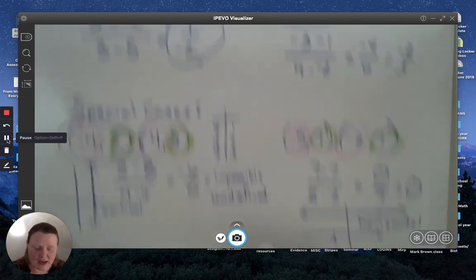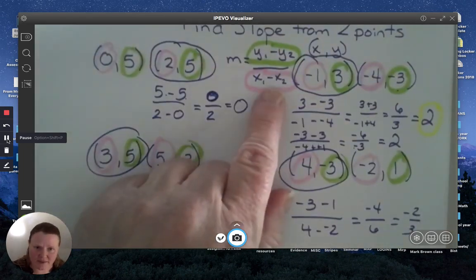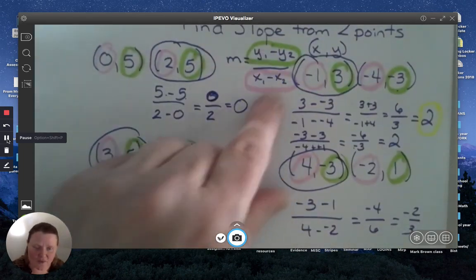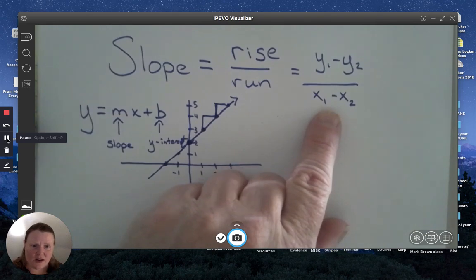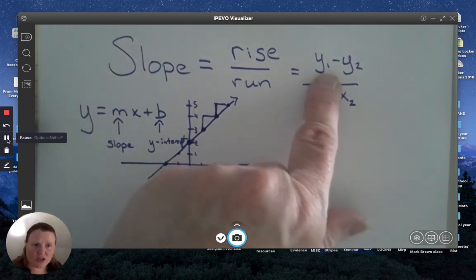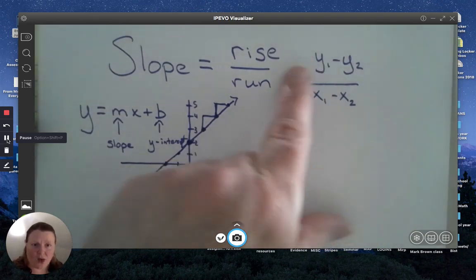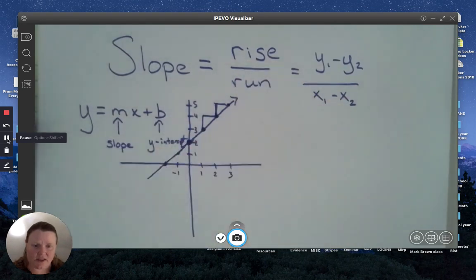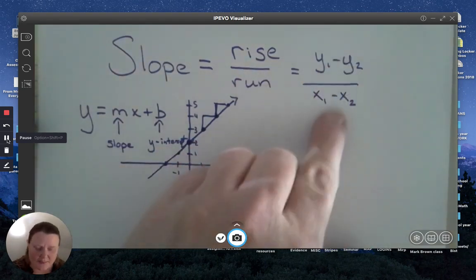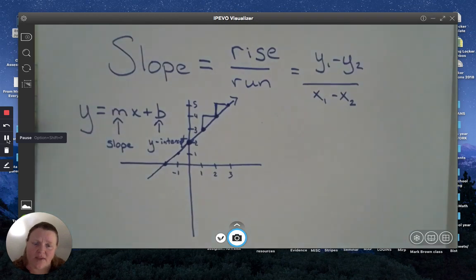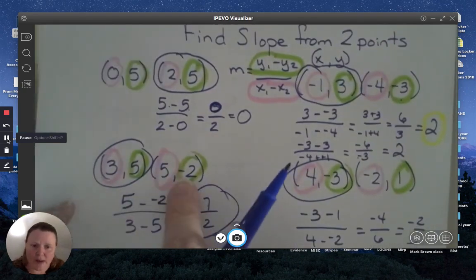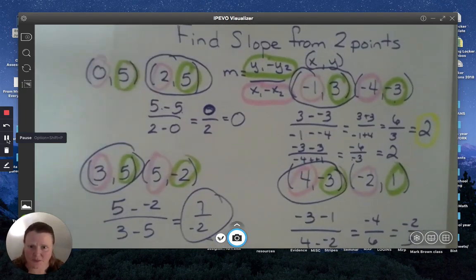Okay, so just a reminder, this is our formula. If you don't like it with all my colors on it, I'll show it again right here. But the change in the y's go on top. This is your rise number, and the change in the x's go in the denominator. And so again, we're going to use this formula every time we need to find the slope when we have ordered pairs, whether that be in ordered pair format or whether I give it to you in a table.